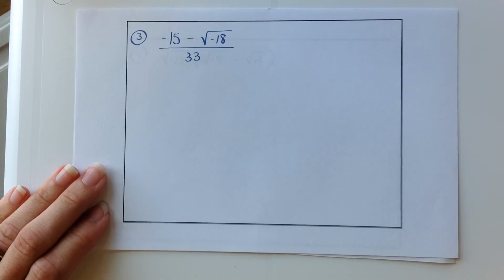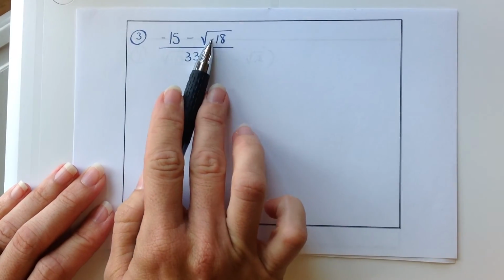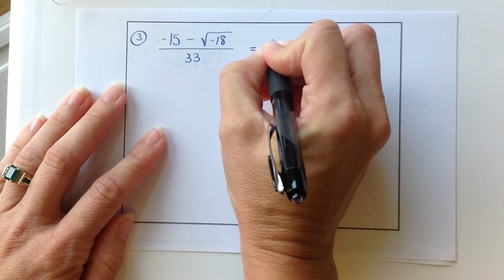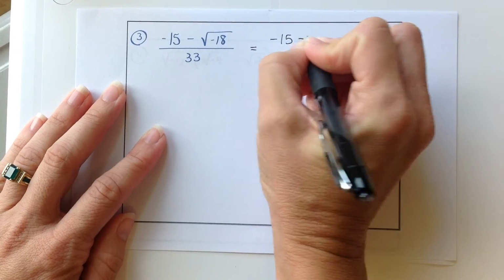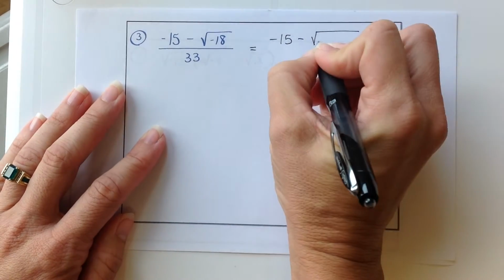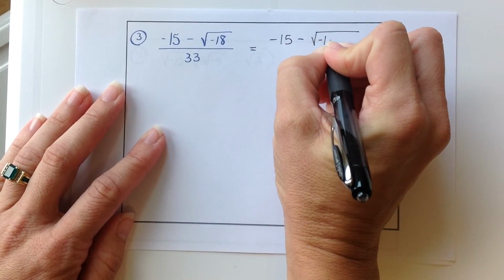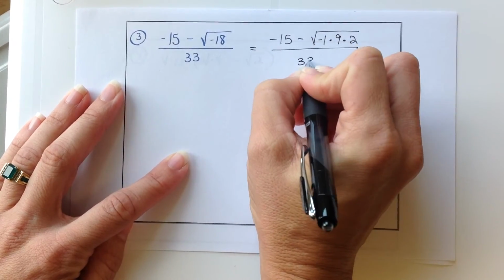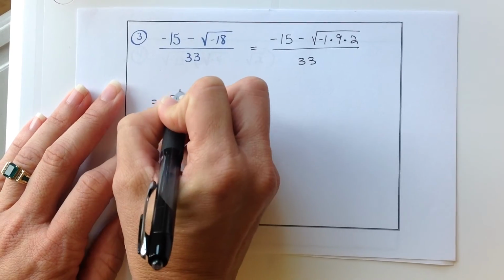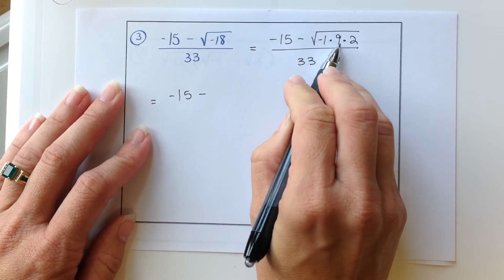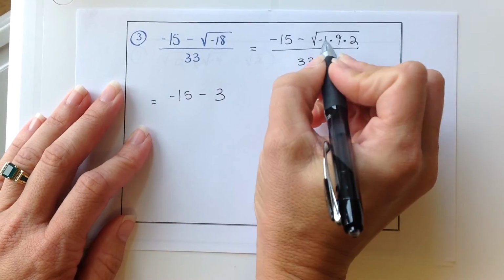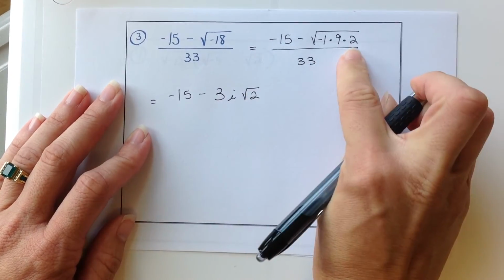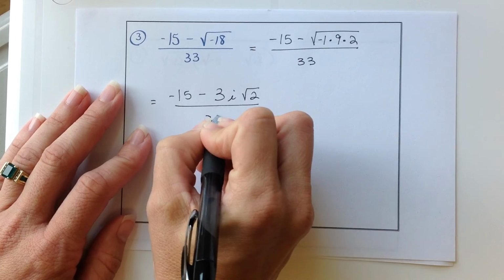Okay, now again, I've got square root of a negative. I've got to deal with this first. So -15 minus, now I had -18 that I did earlier, so that's -1 times 9 times 2. So the square root of the 9 gives me 3, square root of the -1 gives me i, and then the 2 has to be left underneath, all divided by 33.